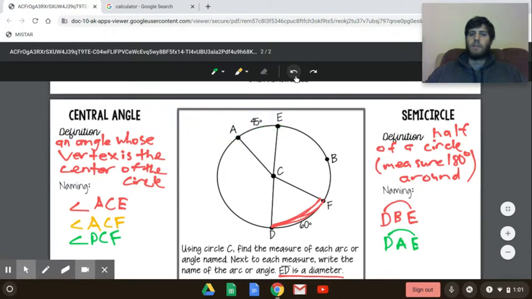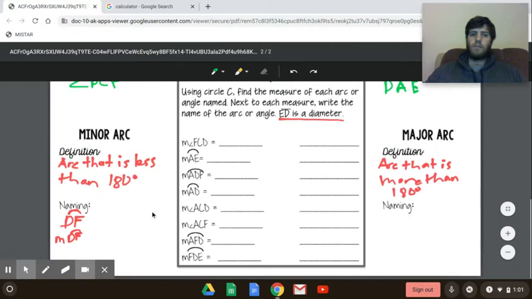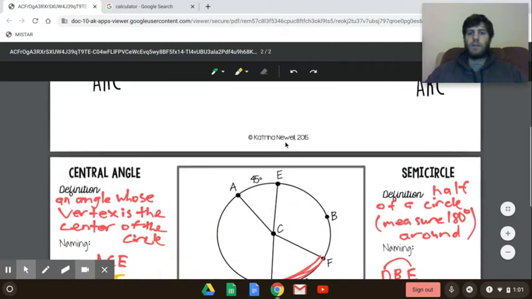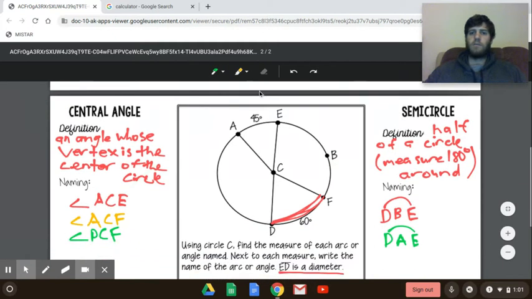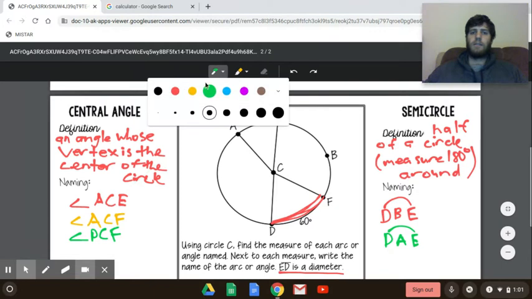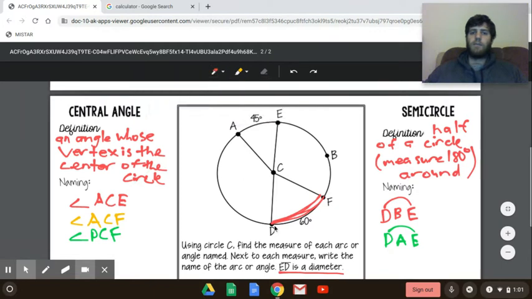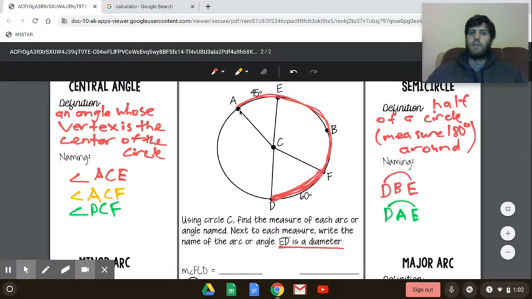All right, major arc is greater than 180 degrees. Okay, so if we were to start maybe at D, and instead of stopping at F, we kept going all the way around, all the way to A, that would be a major arc. It's more than 180 degrees. It's more than half of the circle, right? A circle is 360 degrees around. So if we're over 180, that means we're more than halfway.